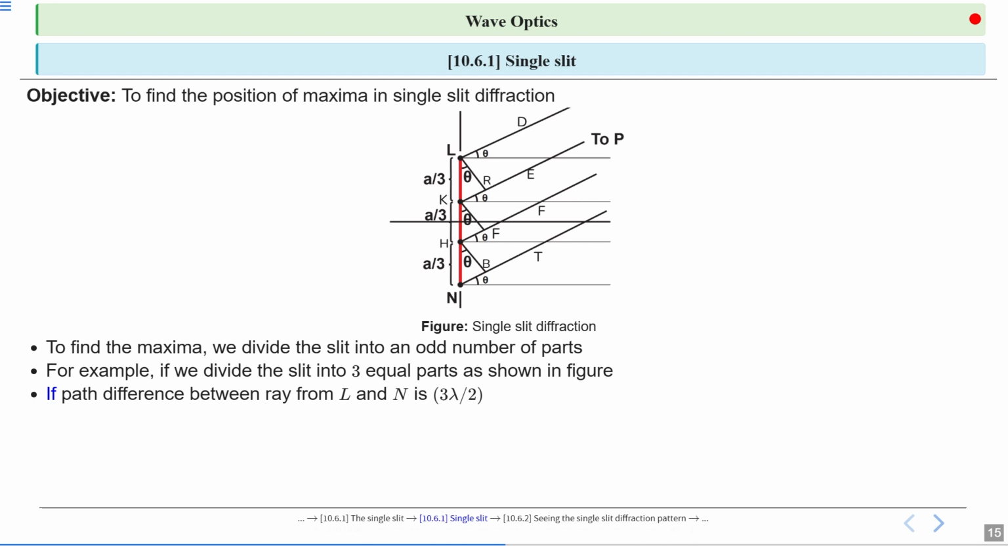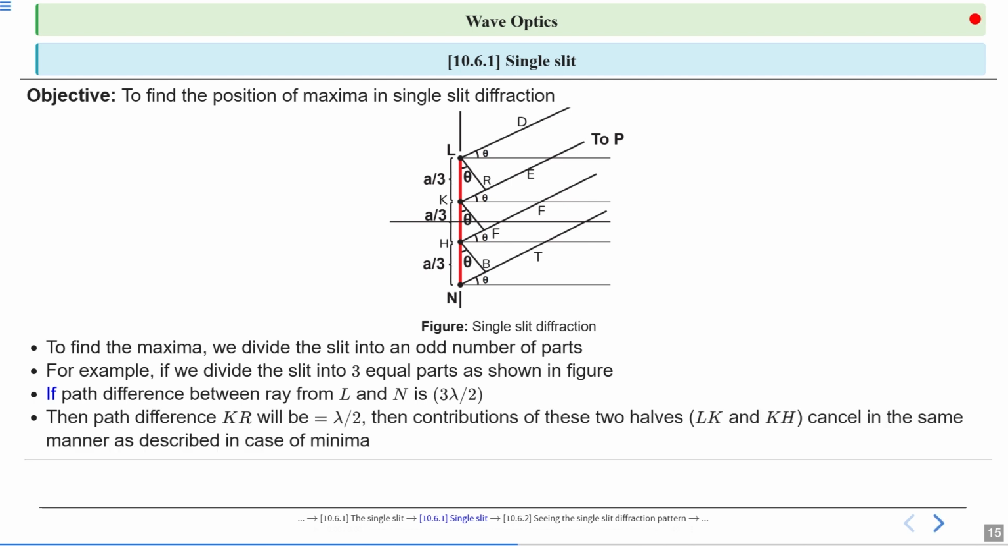And the path difference between the rays originating from L and K will be lambda by 2, and between K and H is also lambda by 2, between H and N is also lambda by 2. That's why the path difference between the rays originating from L and N is lambda by 2 plus lambda by 2 plus lambda by 2, equal to 3 lambda by 2. So it indicates a specific condition for constructive interference. This path difference is essential for identifying the positions of maxima in the diffraction pattern.